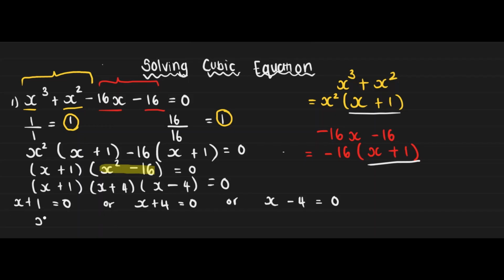So you're going to say x, when you take this positive 1 to the other side, it's going to become negative 1. So that's our first value. Or when we take this 4 to the other side, it's going to be x is equals to negative 4, because it's positive this side. When you take it to the other side, it's going to become negative. Or when we take this negative 4 to the other side, it's going to be positive. So it's going to be x is equals to positive 4. And this will be your final answers.